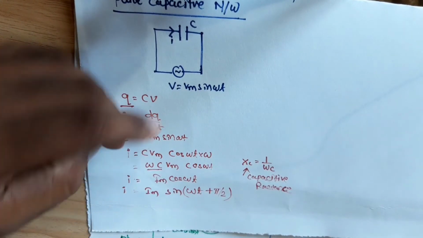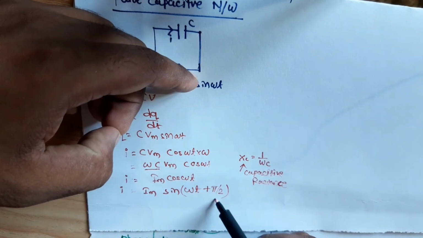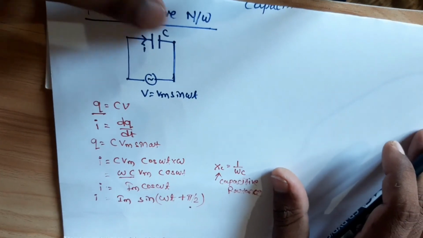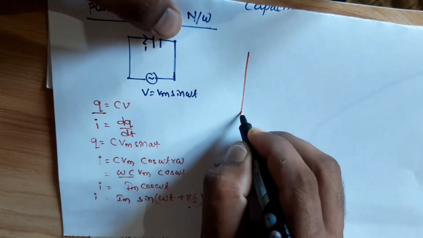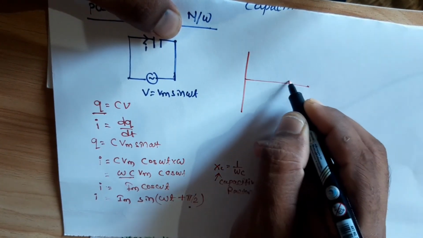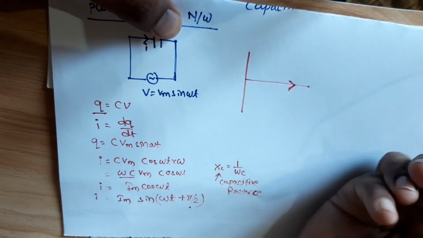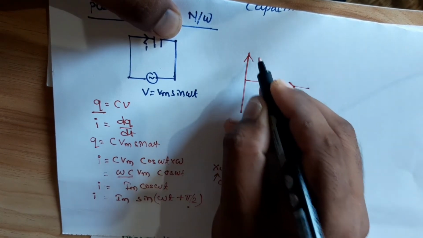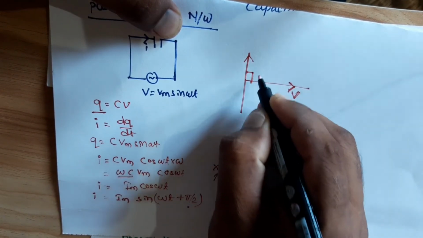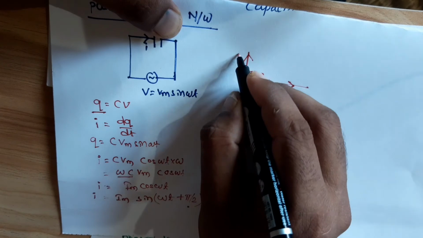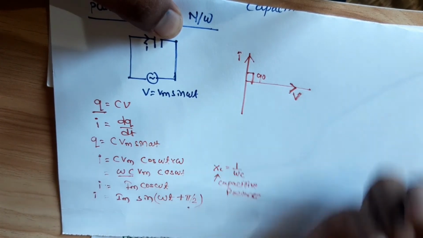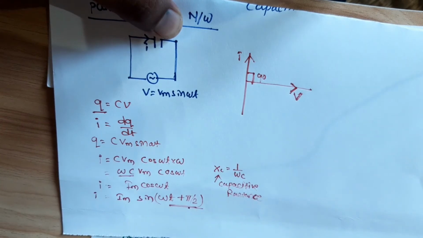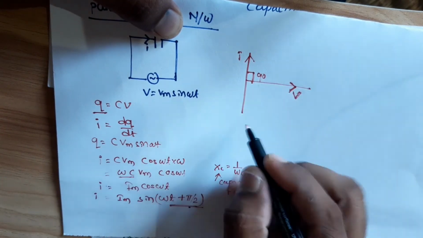Here the phase difference is between this and this plus pi by 2. So when you draw the phasor diagram, if this is the voltage axis, the current will lead by 90 degrees. From this equation we got this.